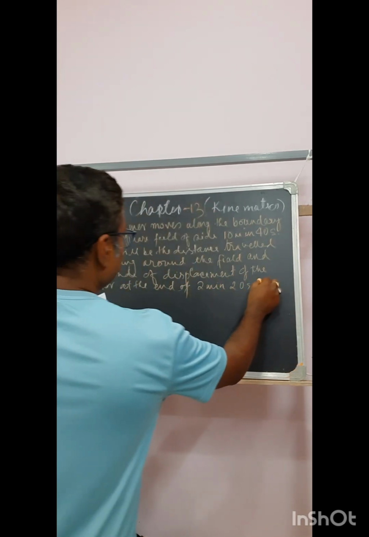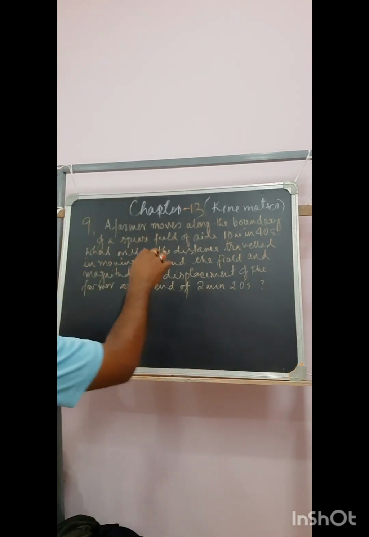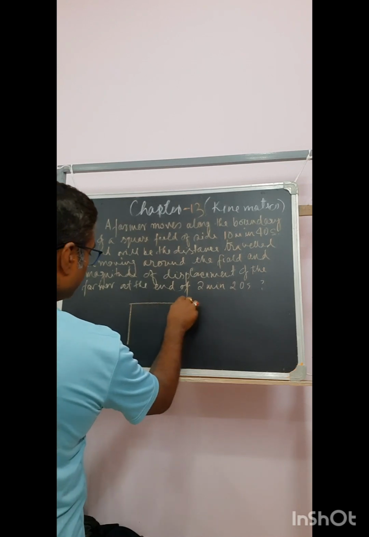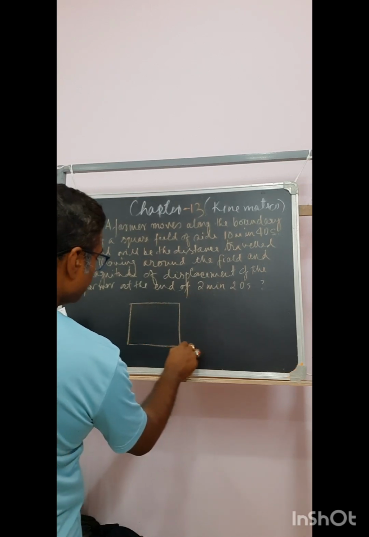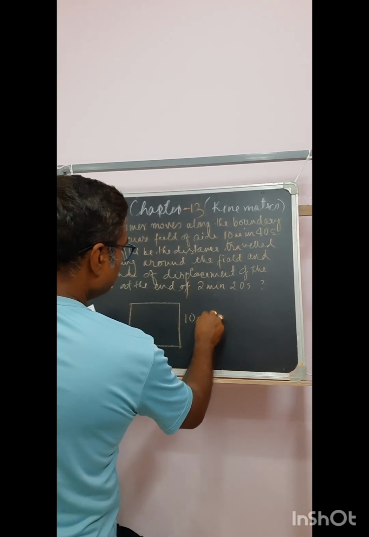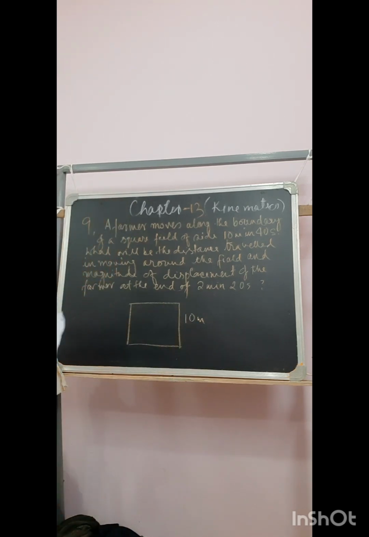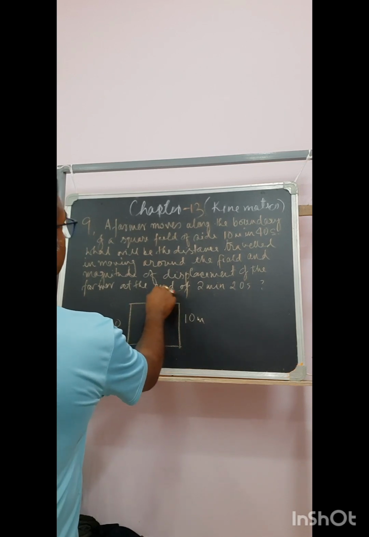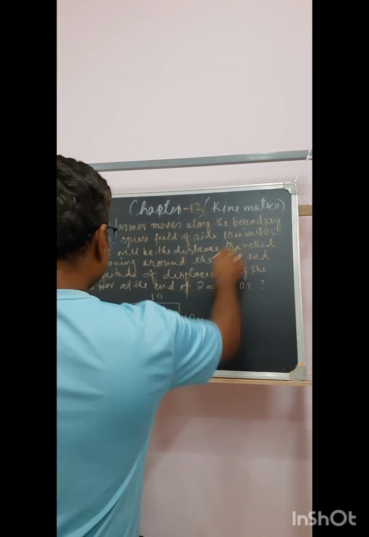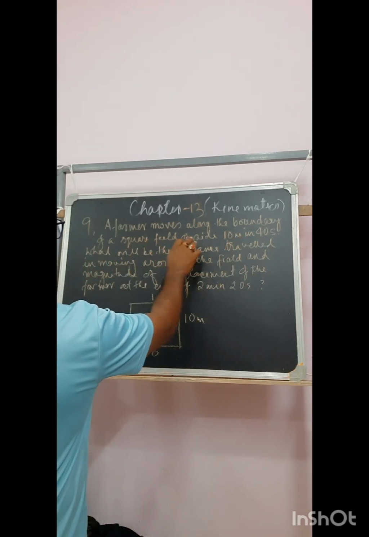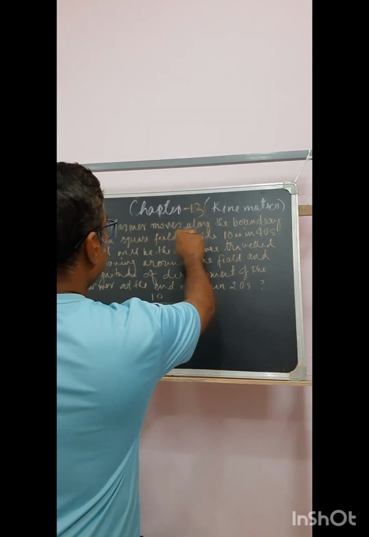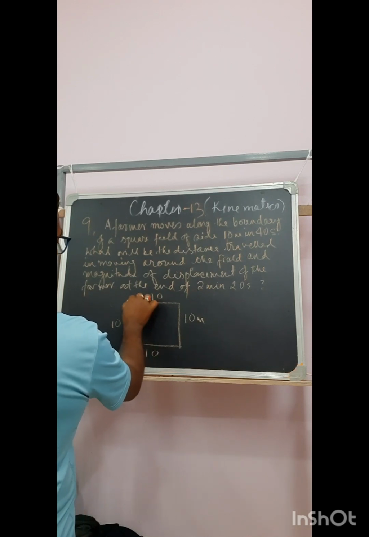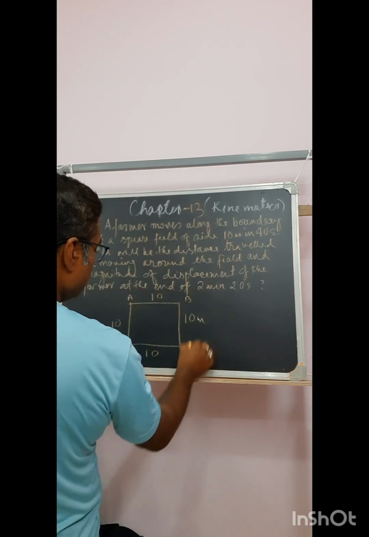Okay, so this is the question. A farmer moves along a boundary of a square field. Let me draw the square field first. This could be the representative of the square field, and the side is 10 meter. As this is a square field, every side is 10 meter. So all are 10 meter. Moving along the boundary, maybe he started from, let's say, A, this is B, C, D.